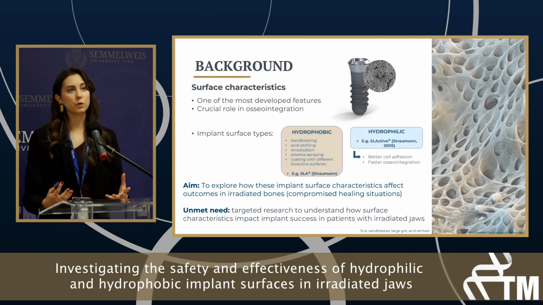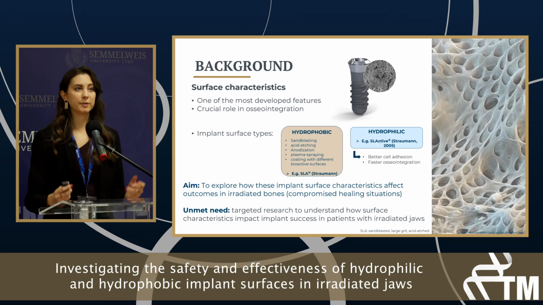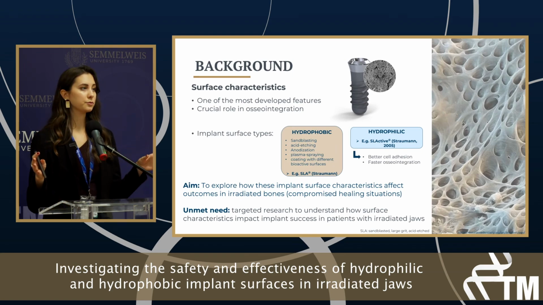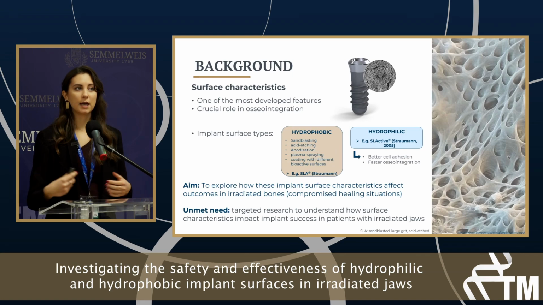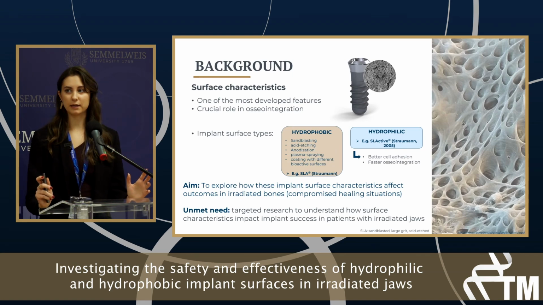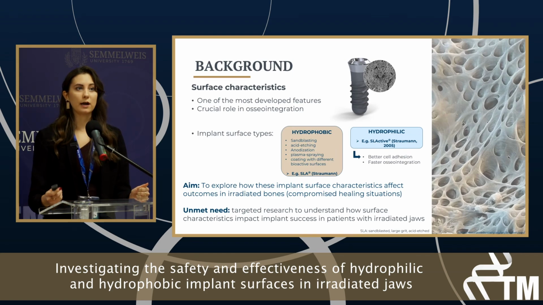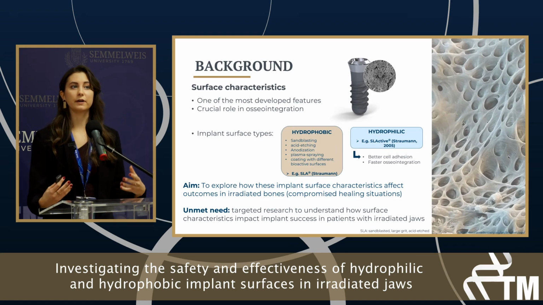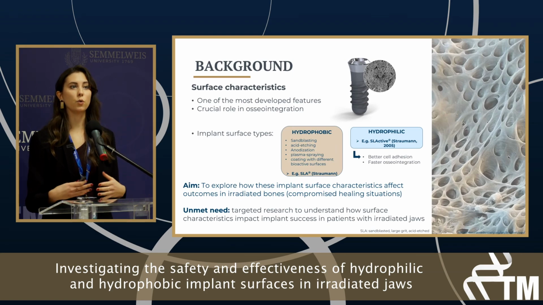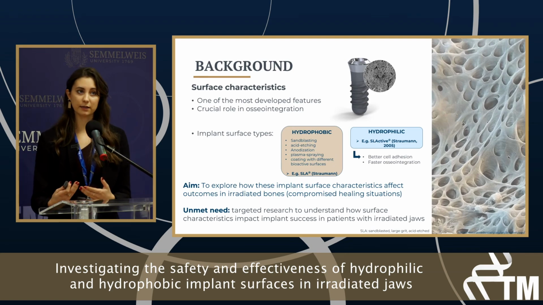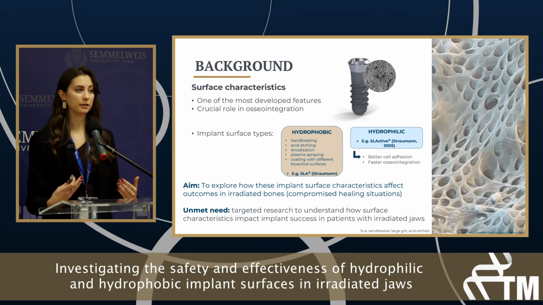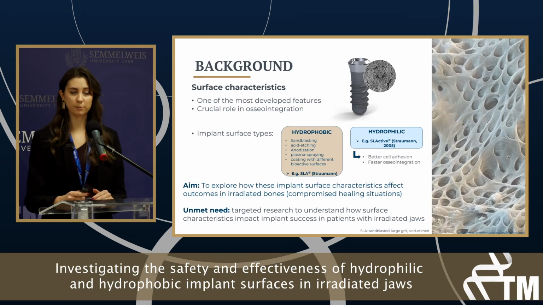And due to its important role, multiple implant surface types have emerged in the past few years. But basically, we can divide them into two main groups, hydrophobic and hydrophilic ones. And for now, surgeons use all kinds of implants, but one of the drawbacks of hydrophobic ones is that they provide a slower osseointegration. So a hydrophilic implant surface provides better cell adhesion, and therefore the whole osseointegration becomes faster, and it can be really beneficial when we are talking about an irradiated bone where the healing conditions are really compromised.